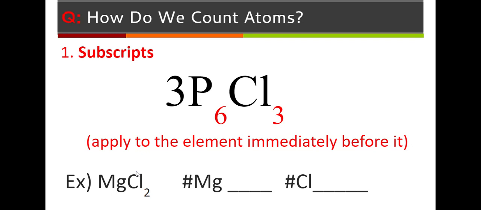So somebody go ahead and help me out with this. If subscripts only apply to the element immediately before it, how much magnesium do I have? And how much chlorine do I have? Okay, that's exactly right. So I have 2 chlorine atoms and I have 1 magnesium atom. Why do I only have 1? Yes, because there's no subscript behind magnesium. That's why. And if there's no subscript, then we can assume that the number is 1.